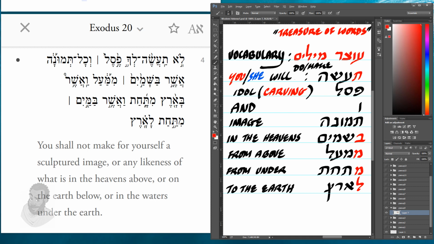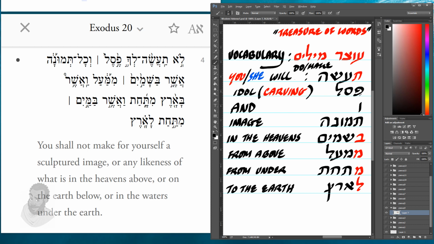Okay? And remember, you have here the tau in front of asa. Asa means he made. When you have the tau in front of asa, you have ta'ase. When you have it here, you see lo ta'ase. When it's in front of lo or any aleph, it becomes a fricative, tha instead of ta. This is you will do or she will do, you will make or she will make. Right now it means you will do. When it's coupled with the lo, it's do not. Okay?